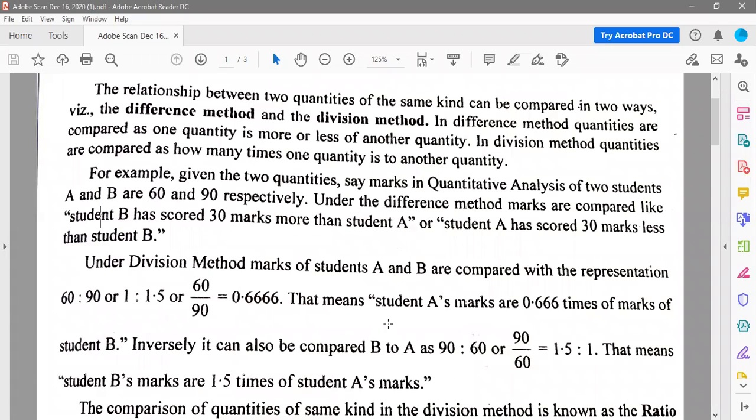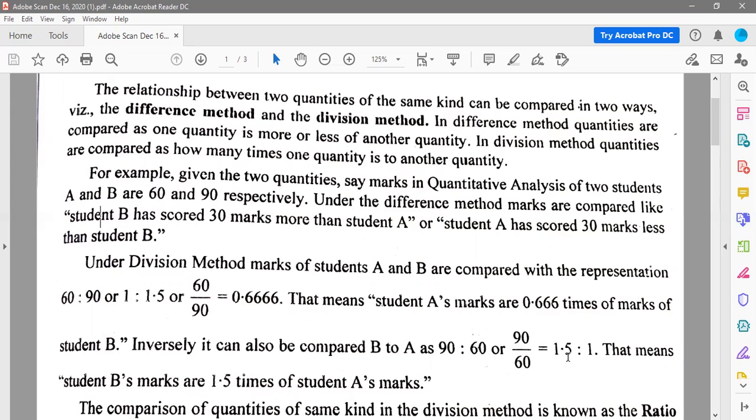So, student A's marks is 0.666 times the marks of student B. On the contrary, if you do it the opposite way, if you divide on the opposite side, 90/60. Now in 90/60, 90 divided by 60 you can consider. And again in this, if you see, it is 1.5:1.